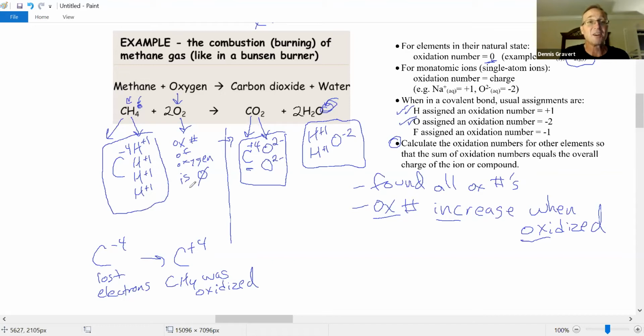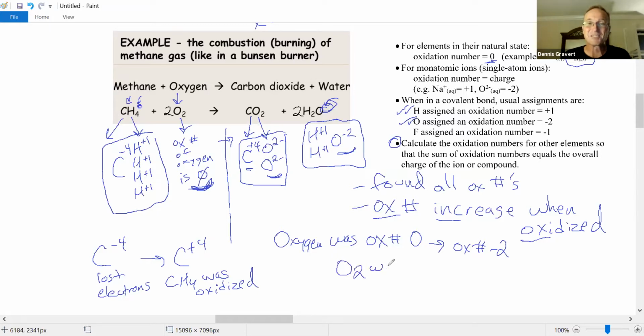Let's verify it. Oxygen started out with an oxidation number of 0, but afterwards, all the O's have an oxidation number of -2. So oxygen went from 0 to -2. Did it increase? No, it started at 0 and went down to -2. It decreased. It was reduced in value. Yeah, it was also reduced chemically. O2 was reduced. Oxidation numbers helped us.